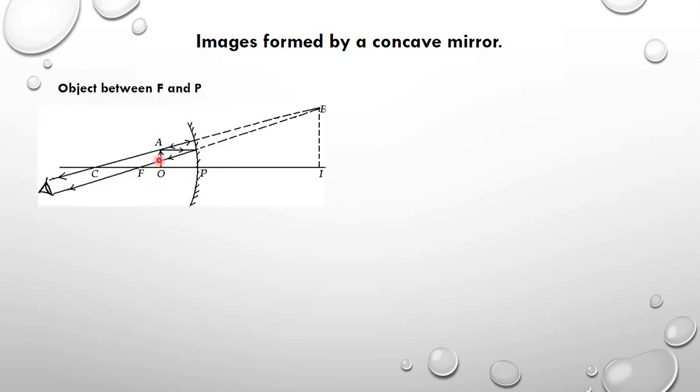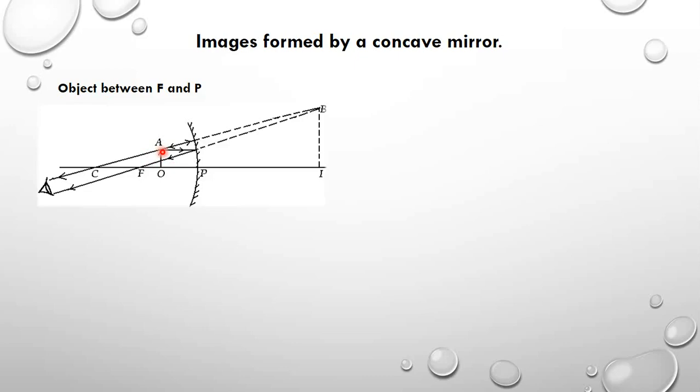Then we are going to follow the rules. All the rays must be drawn from the top of the object. First of all, the top of the object is A. It's at A here, so the object is OA. So we are going to draw using the rules.